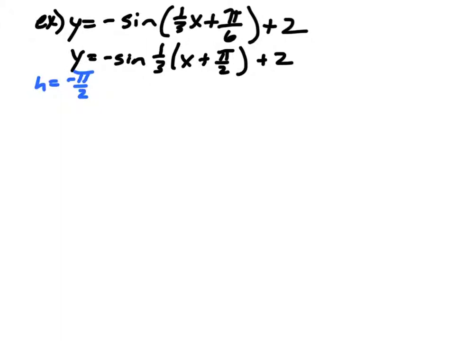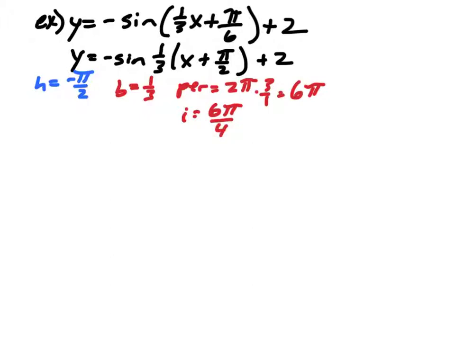Now to figure out my increment, I have to go, okay, b is equal to a third. So the period is 2 pi divided by 1/3, which is times 3 over 1. So the period is 6 pi. And the increment would be that 6 pi divided by 4. So 3 pi over 2.